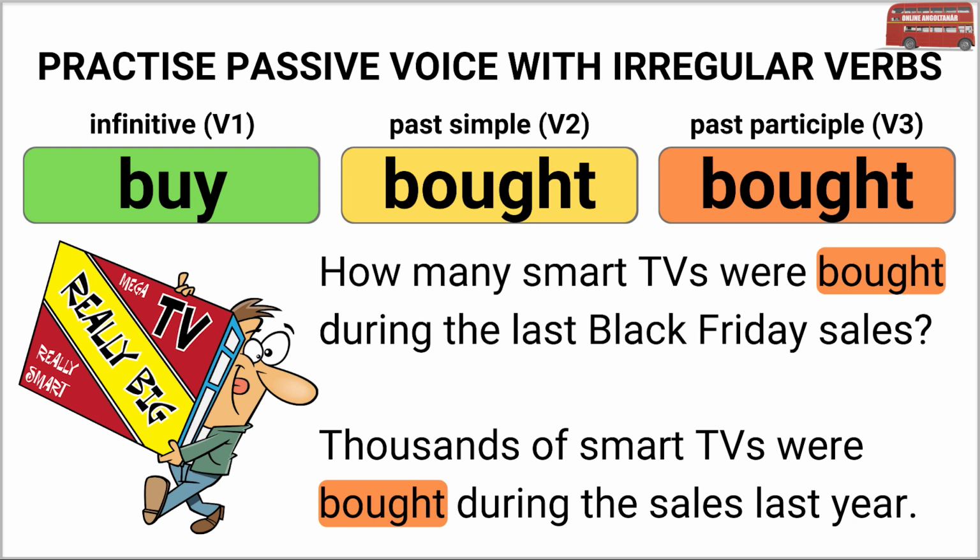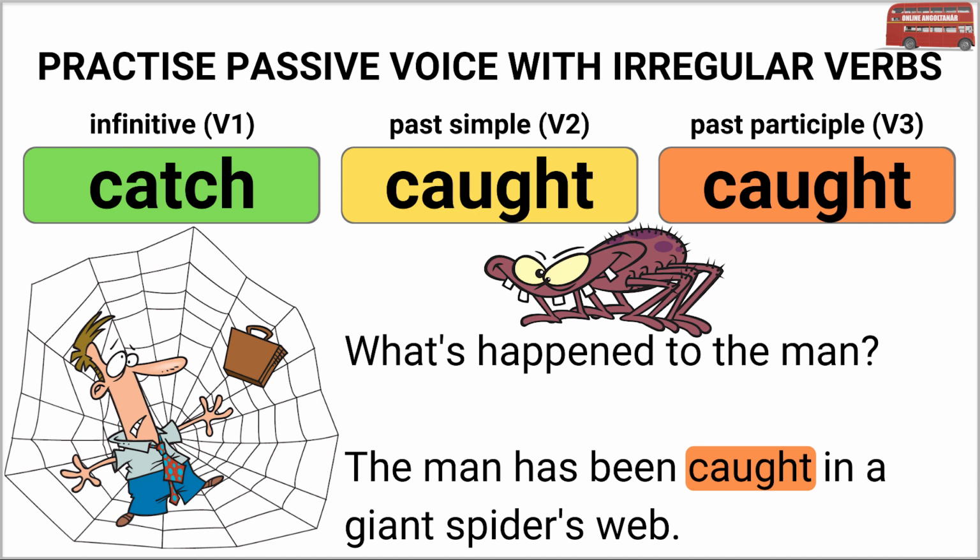Buy, bought, bought. How many smart TVs were bought during the last Black Friday sales? Thousands of smart TVs were bought during the sales last year. Catch, caught, caught. What's happened to the man? The man has been caught in a giant spider's web.